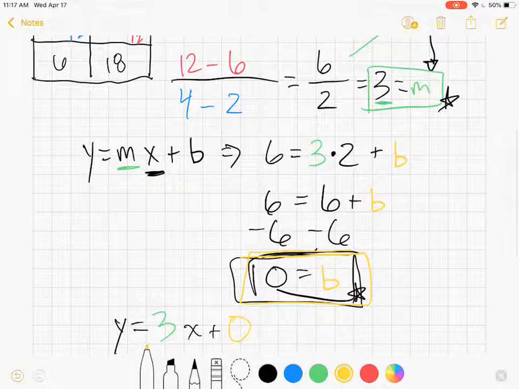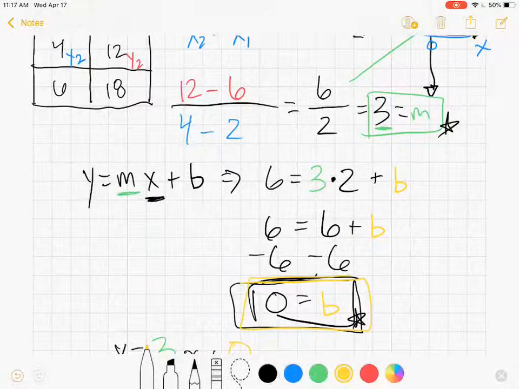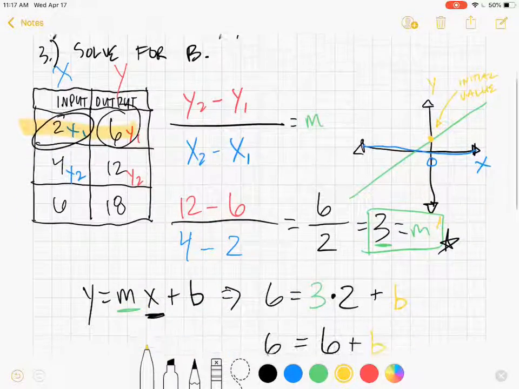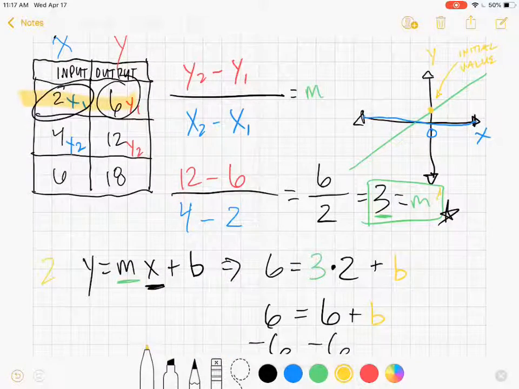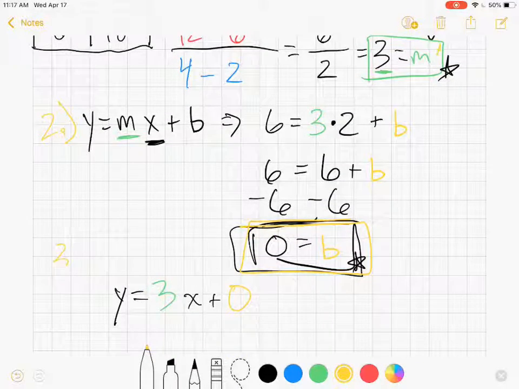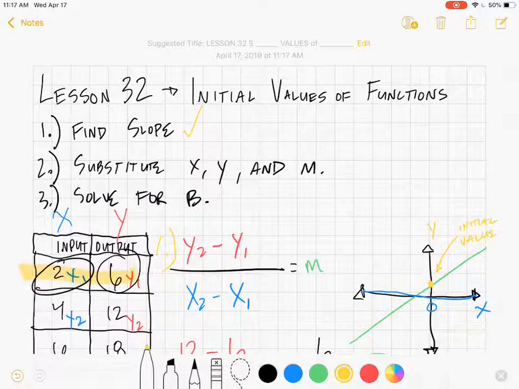That's all we're really doing today, finding the initial value and practicing to make sure we know how to do that. So again, our steps are: find the slope, we did that, m equals 3. Substitute x, y, and m, we did that right here, this was our step 2, and this was our step 1. Then step 3 was solve for b, and we did that too.